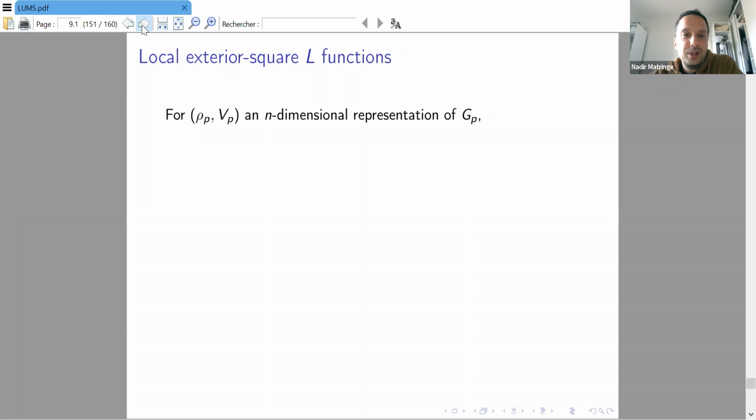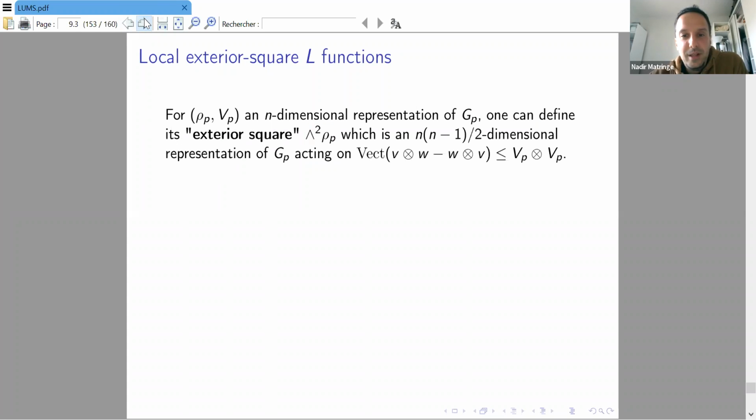If you have such a representation, you can build a new representation of G_p called its exterior square, which I denote like this, exterior square of rho_p. The definition is not too complicated. First of all, it's a representation of dimension n(n-1)/2. Here I start with a representation of dimension n, and I obtain a new representation of dimension n(n-1)/2.